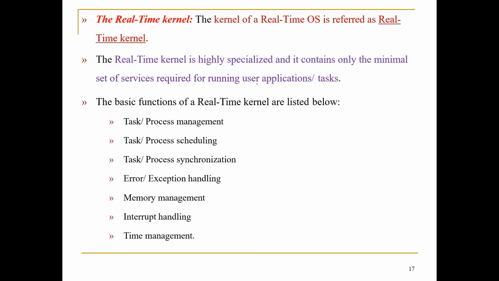It is not general. The basic tasks that are performed in your real-time kernels, which we are going to check out in the next video, are task or process management. Quite obvious, right? Your process or task has to be managed by the kernel. Scheduling of the task and process, synchronization of the task and process, error and exception handling. Suppose there is an error or exception, then that has to be handled. Memory management, which is a part of the job of your kernel. Interrupt handling, time management. All these tasks will be performed by your real-time kernel. Even if it is not a real-time kernel, they will be performed by general kernels also.